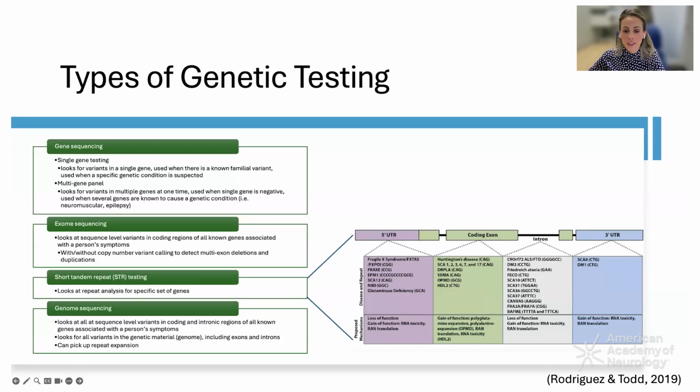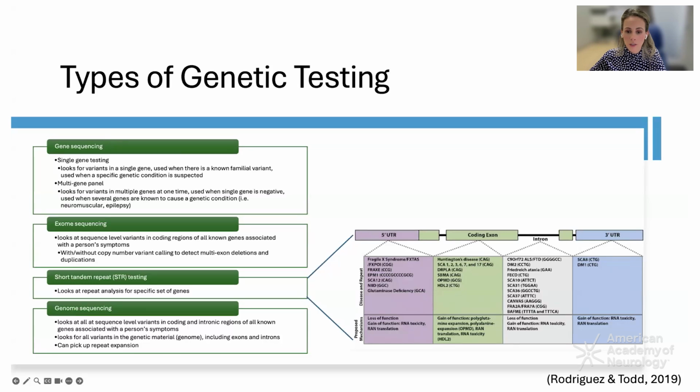Multiple gene panels look for variants in multiple genes at once, often used when single gene testing is negative or when several or many genes are known to cause a genetic condition, for instance, for neuromuscular disorders, for epilepsy, et cetera. You can order specific gene panels that carry a vast array of the different genes that can cause those conditions. Exome sequencing looks at the coding regions, exons of genes associated with a person's symptoms, and can be ordered with or without copy number variant calling to detect multiple exon deletions or duplications.